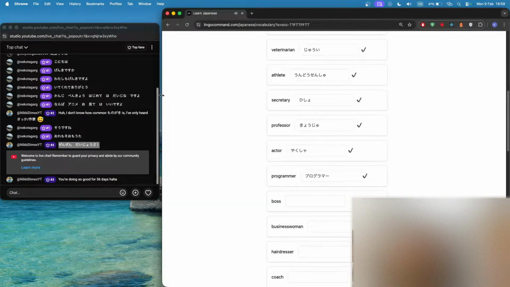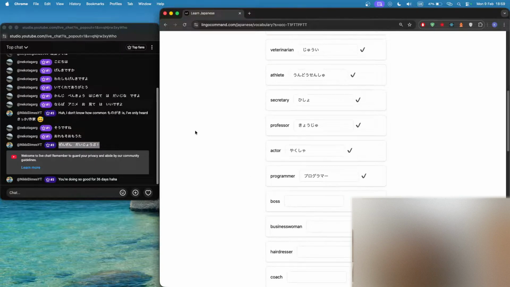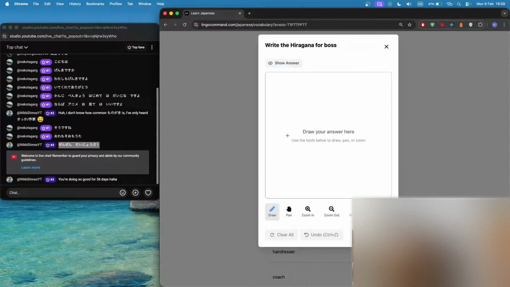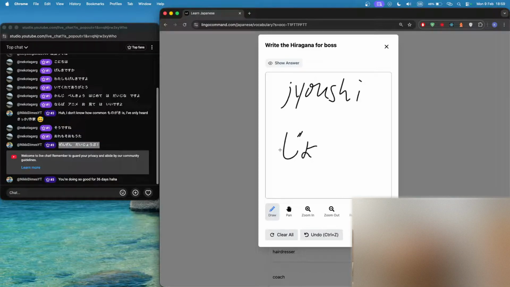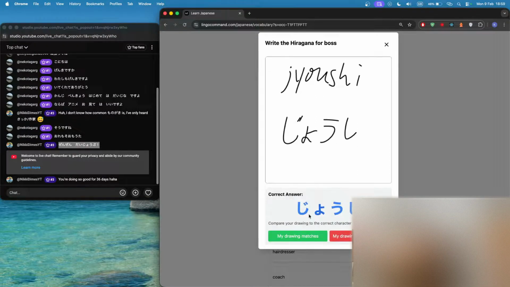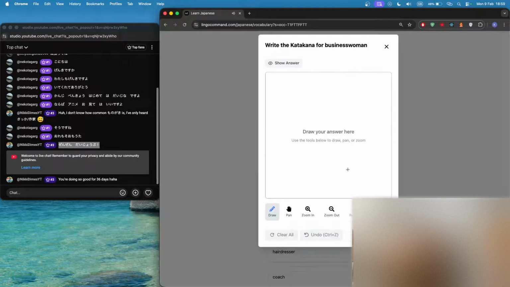Does this setup kind of look okay? Where I've got this as the app and then the chat here. Is this something like joshi? I think it is. So this is shi, and we'll apply dakuten, so this becomes ji, and then we have half-sized yo. So this is jo, shi. Joshi. Yeah, that looks good to me.